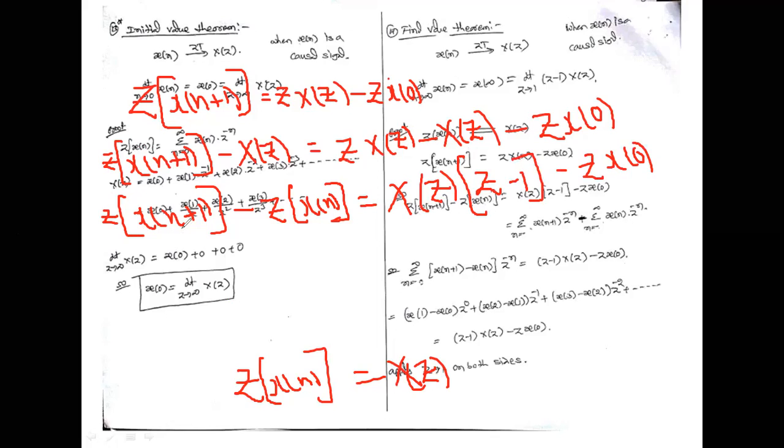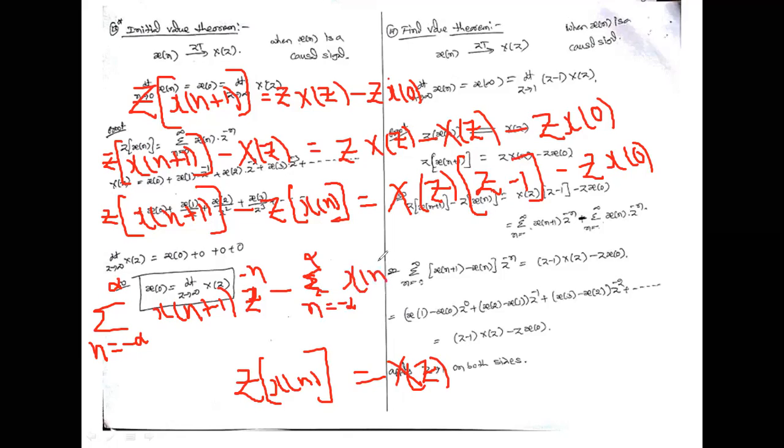So now here the z transformation, here also the z transformation is there. Apply the z transformation, sum over n equals minus infinity to infinity. What is the signal here? x(n+1) z power minus n. And for this also the z transformation is there, sum over n equals minus infinity to infinity of x(n) z power minus n. And this is equal to (z minus 1) X(z) minus z x(0). Okay.